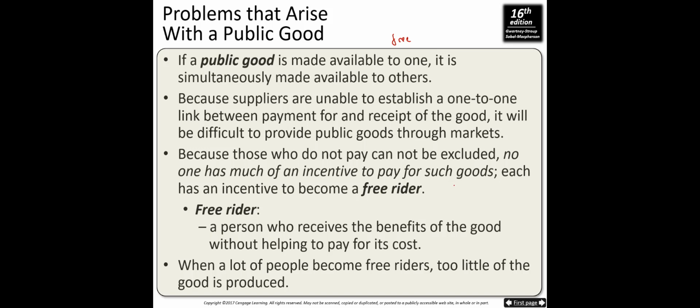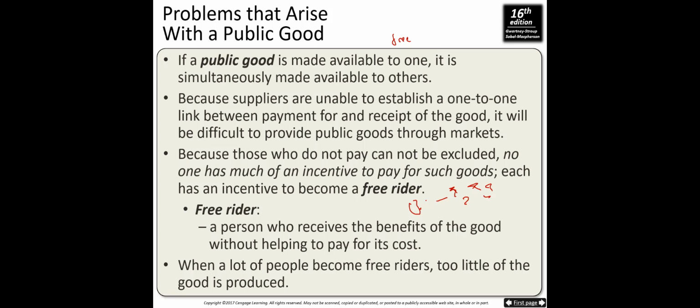For example, let's think about fireworks. We love to watch fireworks, right? If I ask some of you, you'll say, I value it, I may pay for it. But when it comes to payment, you can say, oh, instead of paying this, let's go to the top of the mountain or somewhere high where we can watch the fireworks. You see, if it is hard to exclude someone, then we have the problem of the free rider. A free rider is a person who receives the benefits of the good without helping to pay for its cost. So for that reason, free markets cannot provide public goods.